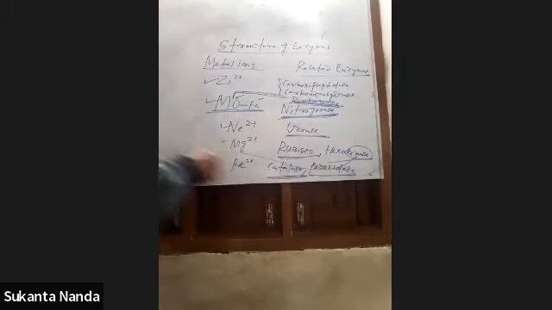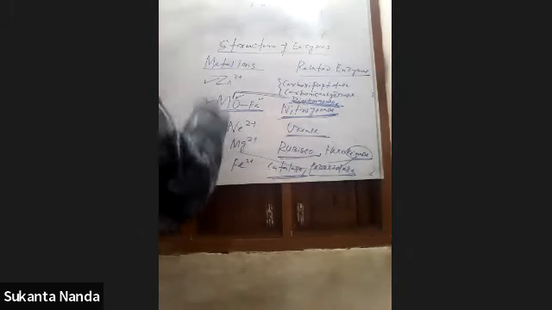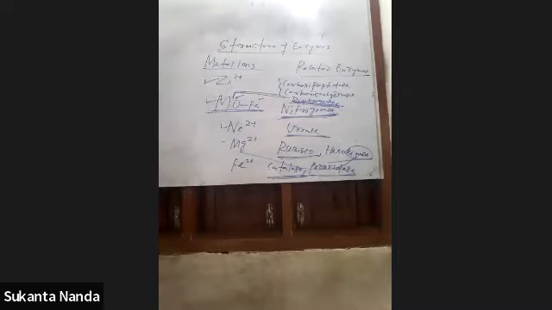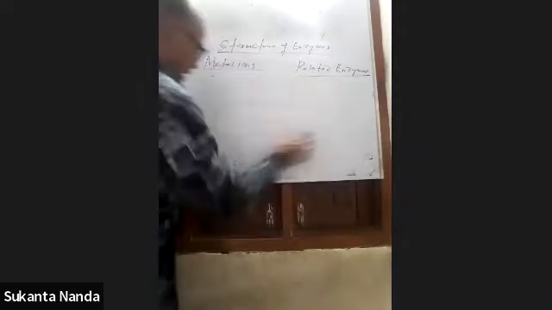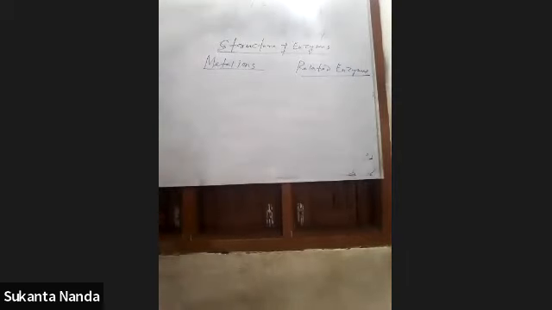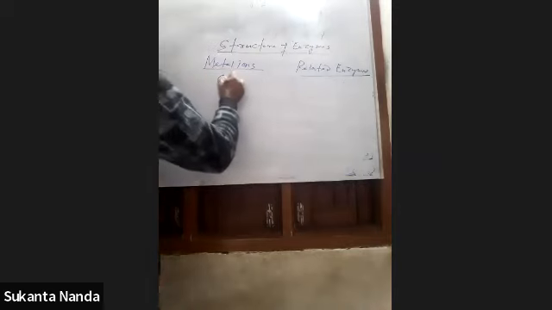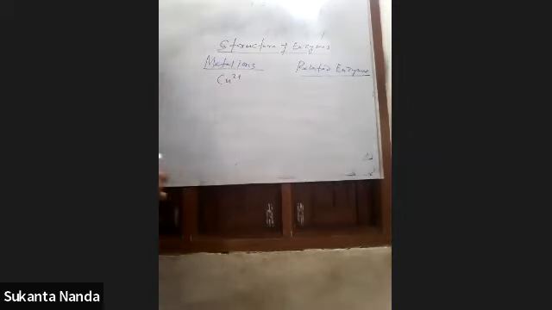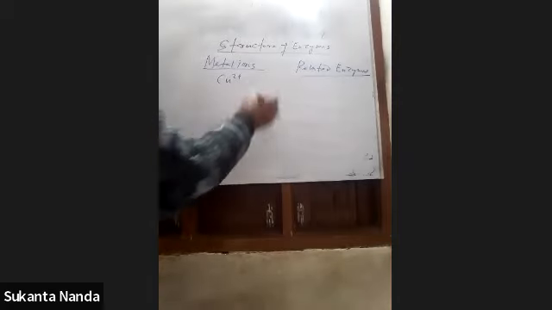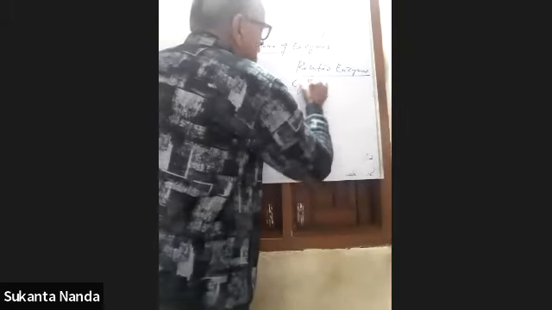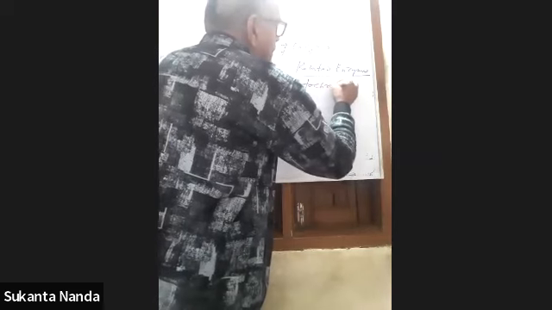Then we'll have to know about another three metal ions we'll have to discuss. The metal ion, students, that is copper. Okay, you come to copper. Copper is the most important metal ion for cytochrome oxidase.